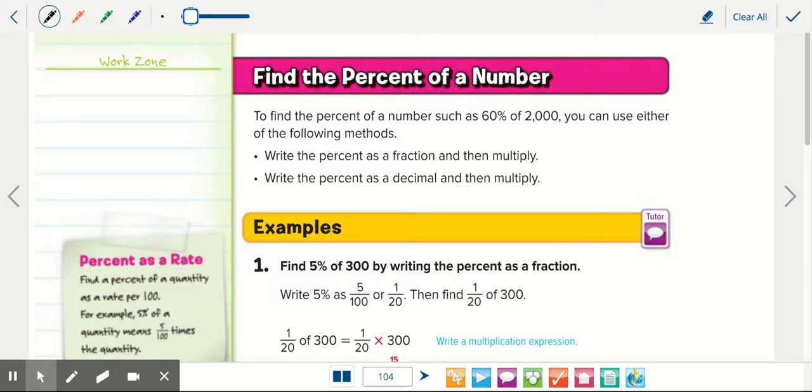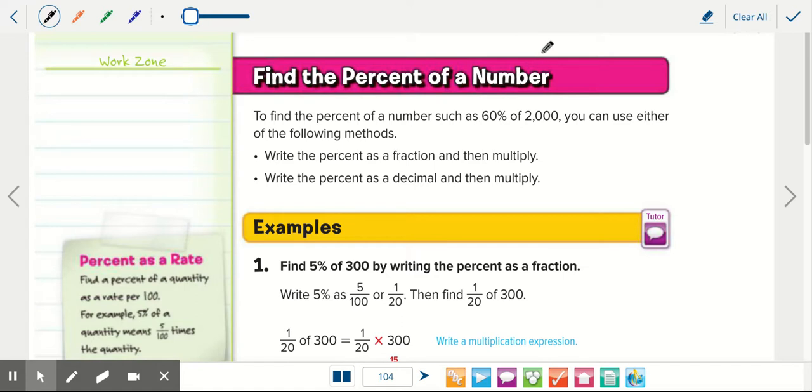All right, we are going to start on a new chapter today. We are moving on to chapter 2. So in chapter 2, we deal a lot with percents. We're going to be finding percents of numbers and all sorts of things. Today we are starting with percent of numbers.